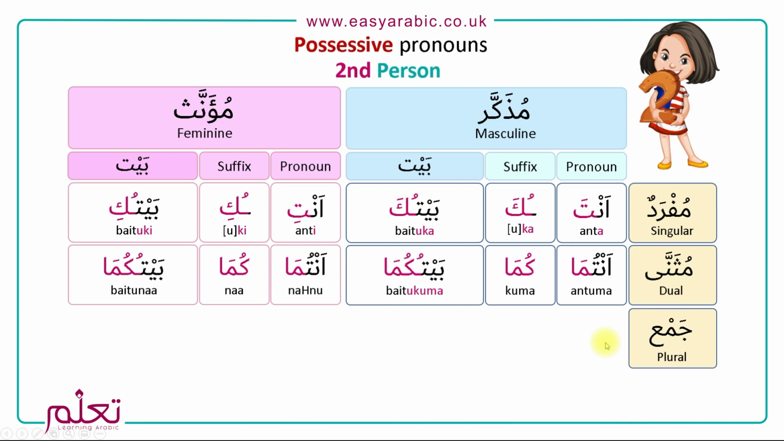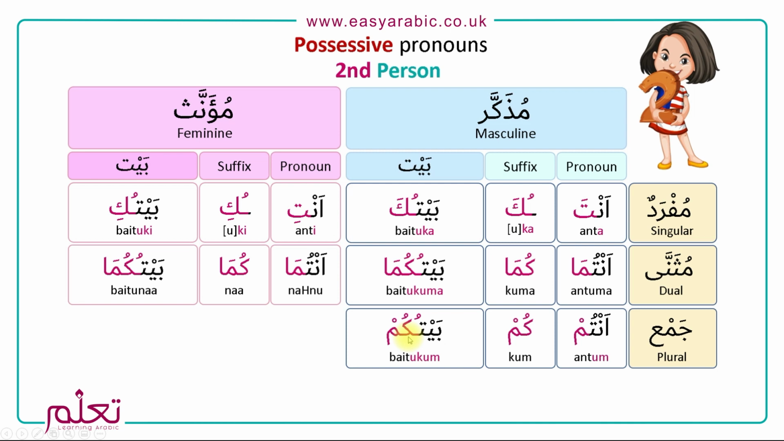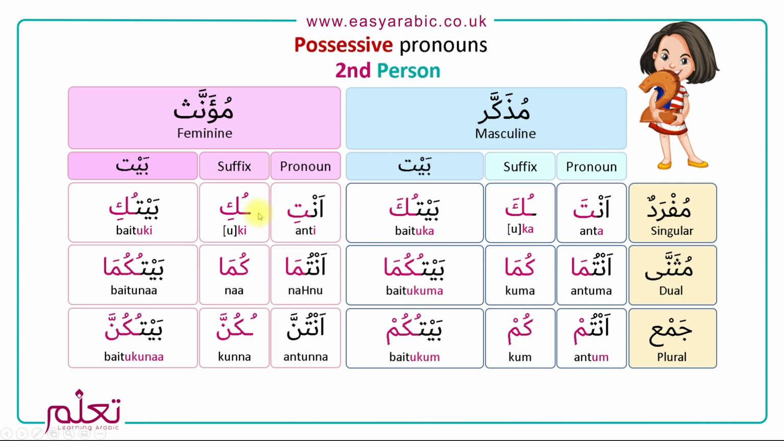Then we have jama. So jama is antum, which is you plural. That's male or mixed. And then the suffix that applies is kum. So that would become baytukum. And then for females only, jama muannath, it's antunna. It has to be females only. Okay, so the suffix is kunna, so that would become baytukunna. Okay, so baytuka, baytuki, baytukuma, baytukum, and baytukunna. So that's your second person.